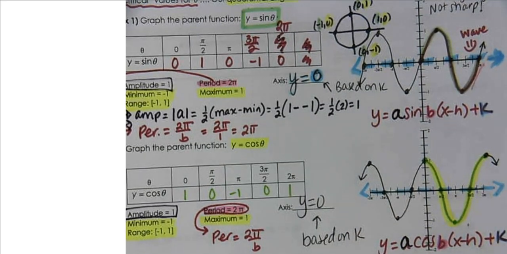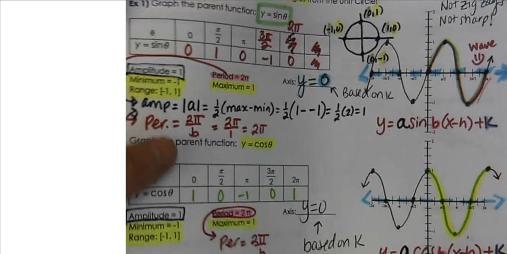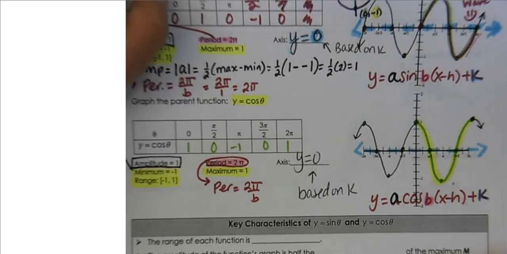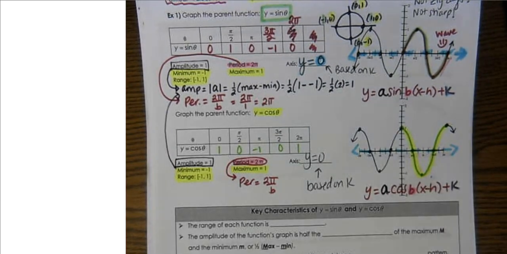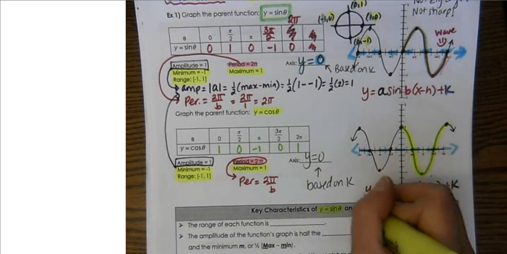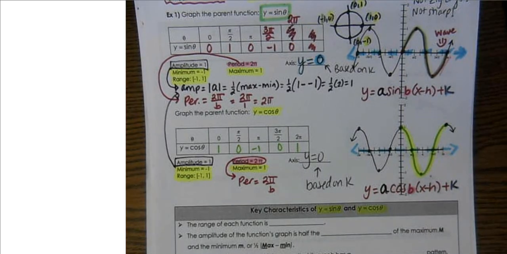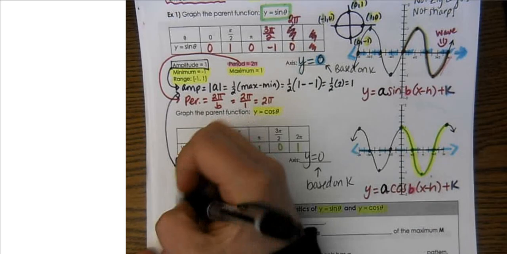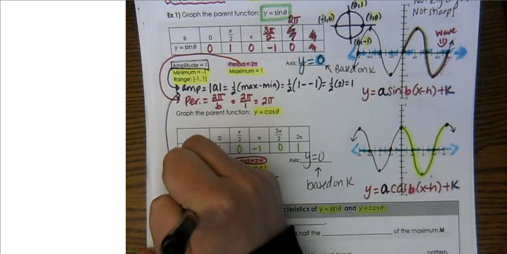So to kind of recap on all of our characteristics, I have a table down here that kind of synthesizes the key characteristics of y is equal to the sine of theta and y is equal to the cosine of theta. This is parent function information only.